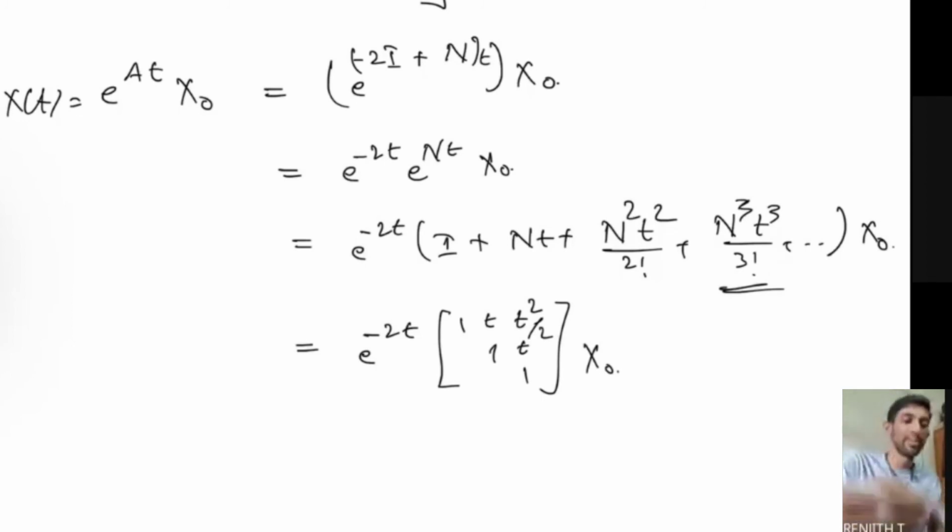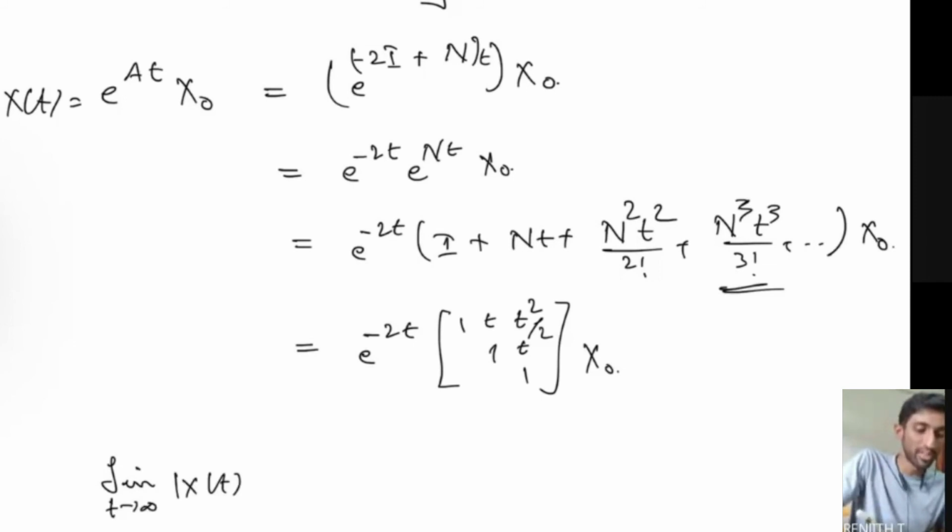And the question is, where will the limit as t tends to infinity of mod x of t go? There were 4 options: it will go to 1, 2, 3, infinity, something like that. 0. Yes, because e power minus 2t is coming. The rest of the whole thing is some polynomial terms only. So this will go to 0.